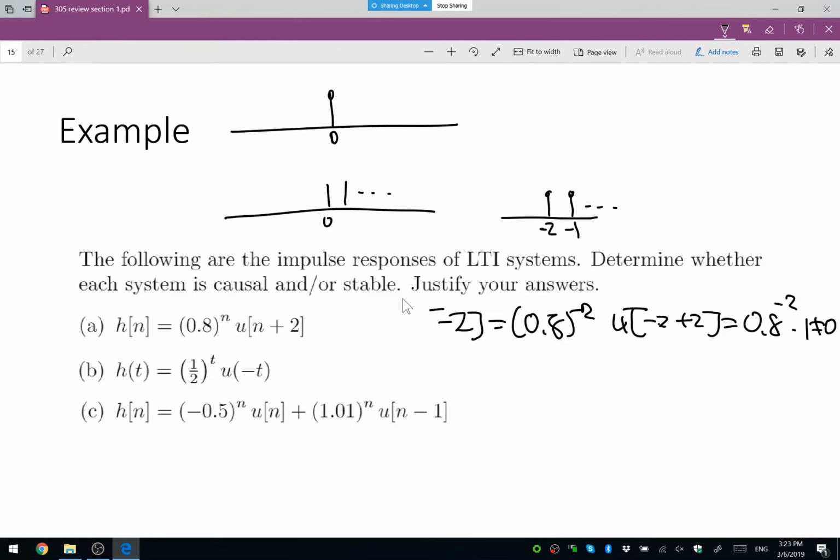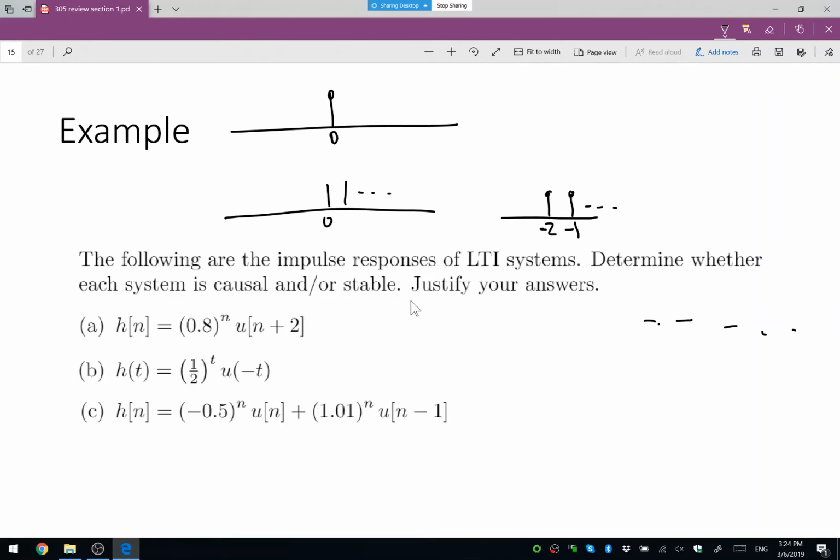Question. Even just for the first example, can you go over it again? I understand the left shift by 2. Can you go again over how you determine that it's not causal? I see something is not equal to 0, but I'm not sure how you arrived at that. Okay, so let's start from the beginning.